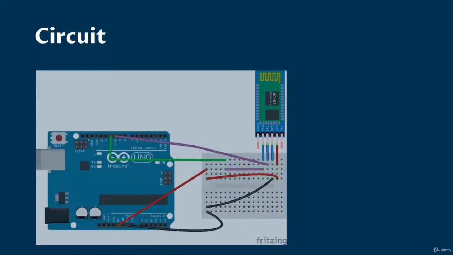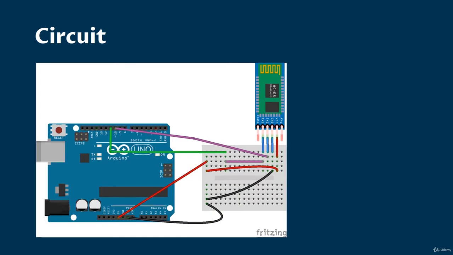Now let's see the circuit. The circuit is very simple. Here I have connected the Bluetooth TX pin to Arduino pin 10 and RX pin to Arduino pin 11. According to that, Arduino pin 10 should be configured as RX and 11 should be configured as TX. We'll do that in the program. VCC is connected at 5 volts and ground is at ground. Now let's make the connections.